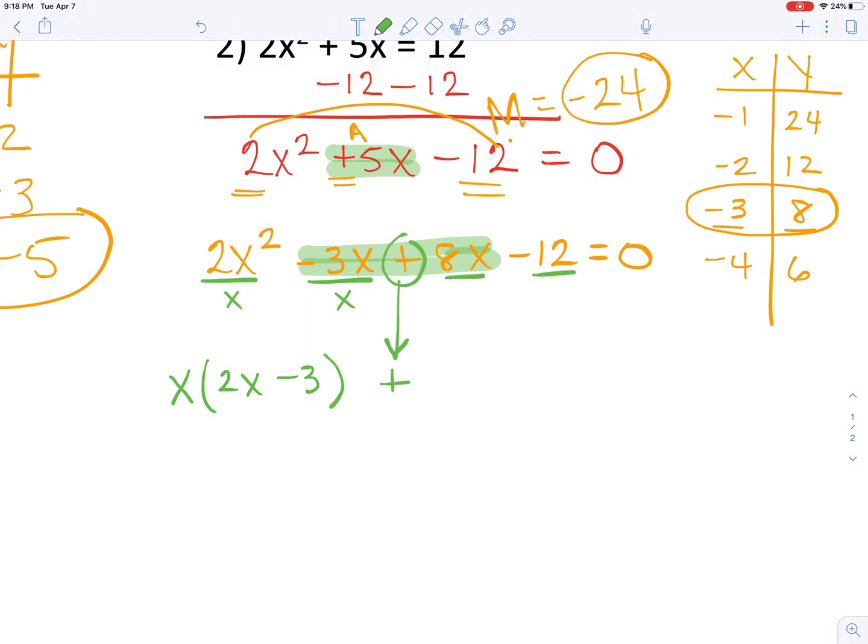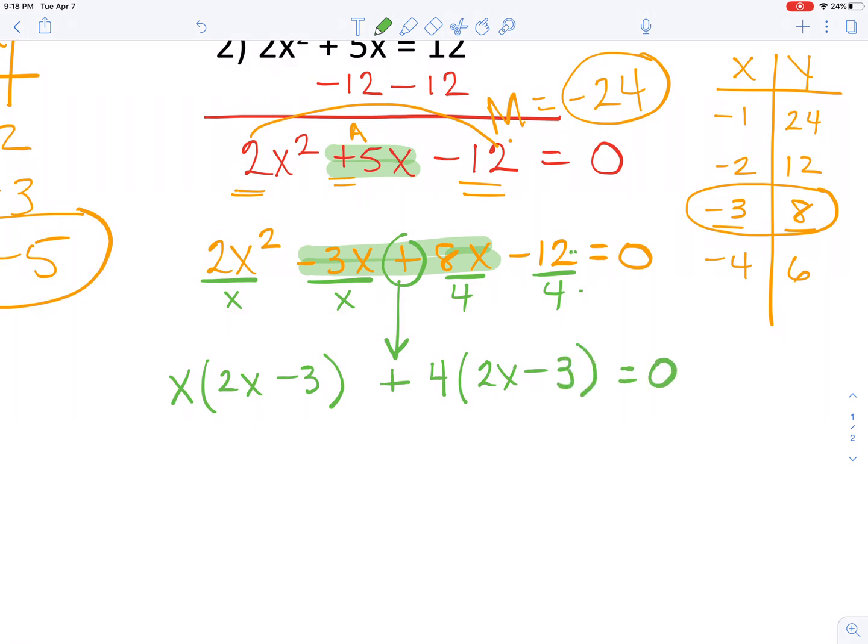What could I divide both of these terms by? 4. So a 4 is going to go in the front. 8x divided by 4 is 2x. Minus 12 divided by 4. Some of you had numbers that didn't even divide, which means that's not a common factor. That wouldn't be the number you're taking out. Start over. 12 divided by 4 gives you 3.